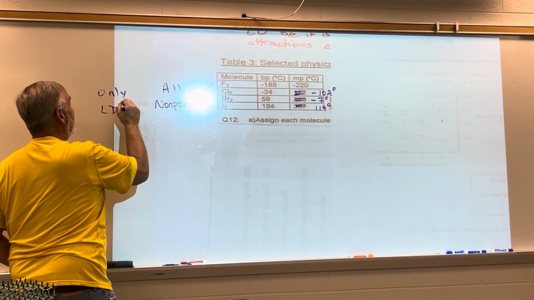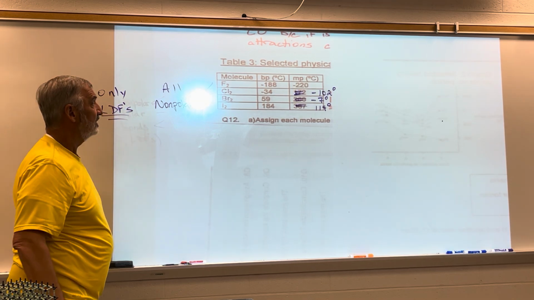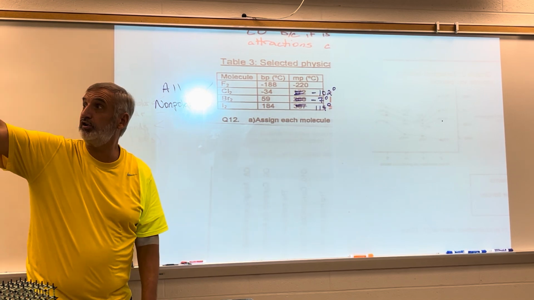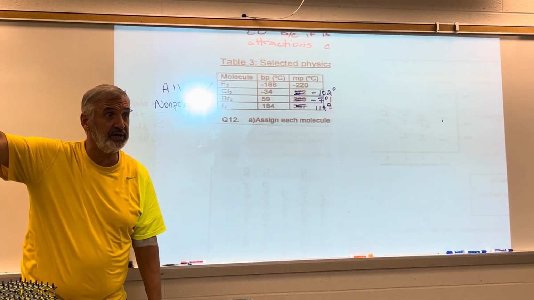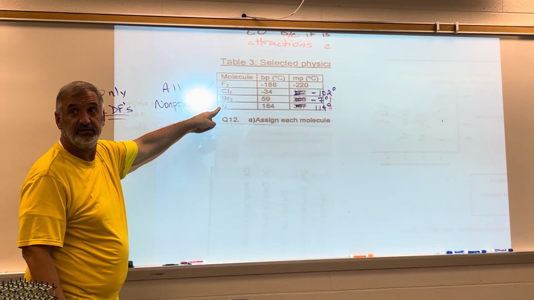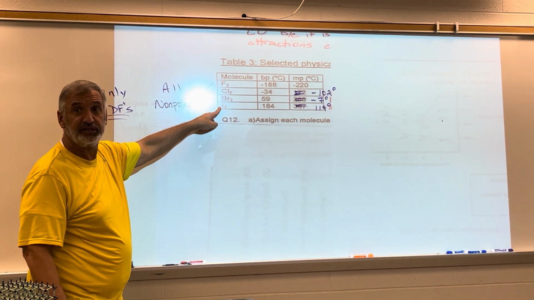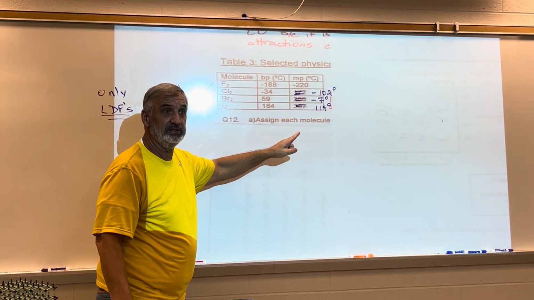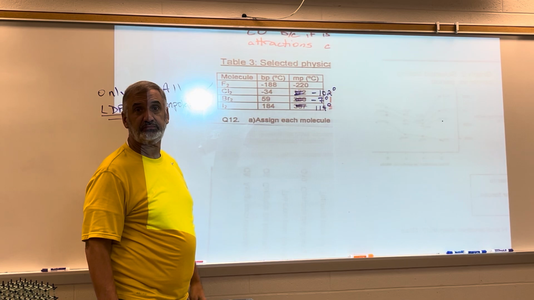So with what do LDFs vary? Size of the electron cloud, right? We're going down fluorine, chlorine, bromine, iodine on the periodic table. So what's happening to the size of my electron cloud? It's getting bigger, so what's happening to my attractive forces? Getting stronger, so what's happening to my boiling and melting points? Higher. Getting higher.